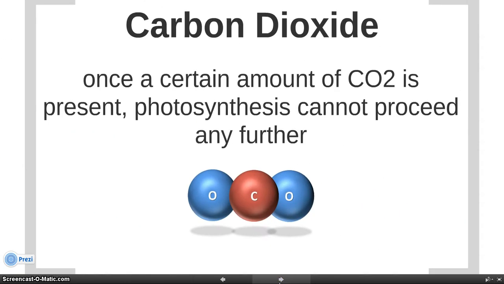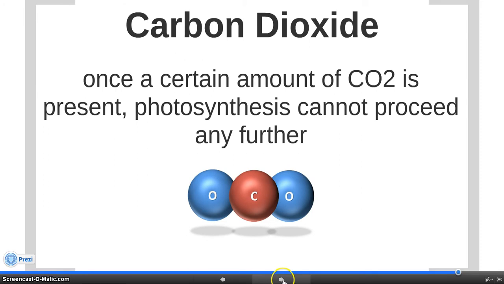Carbon dioxide: when a certain amount of carbon dioxide is present, photosynthesis cannot proceed any further. If you think about it, take a deep breath. Hold it and try to take another breath. Keep holding it and keep trying to take breaths. But it comes to a point you can't take in any more. Same thing with a plant. It cannot continue to take in and take in and take in carbon dioxide without releasing any of the oxygen. Thus, carbon dioxide is a limiting factor. Obviously, it is needed for the last phase.